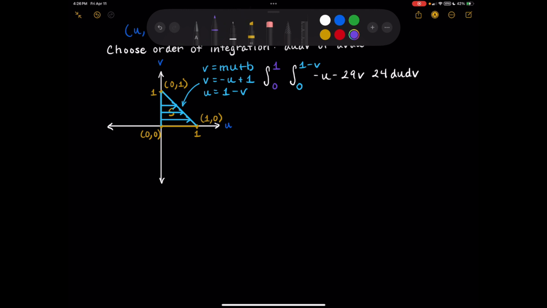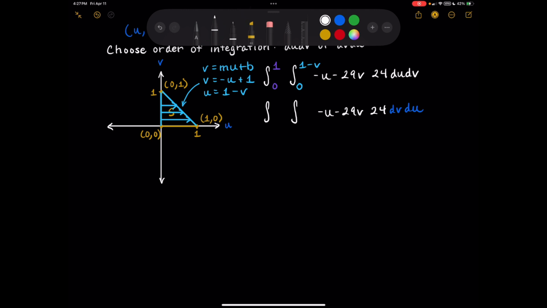But now what would change if we did dv du? Well, let's set up the integral. So we got this integral on the outside. This now is going to be our u. And this one here is going to be our v. And then we have the same thing, our negative u minus 29v, 24. And then the difference here, I'll even mark it in blue, is dv du. So now we have to integrate this with respect to v. First, we have to change our order of integration. And when you do that, you have to change the limits of your integral.